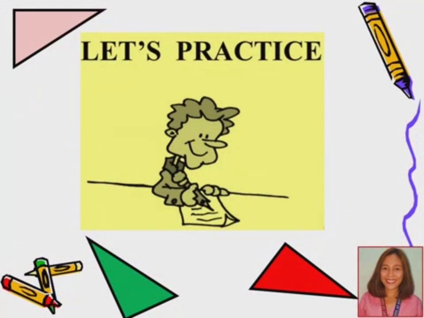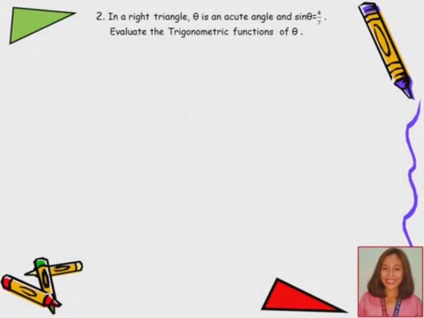Now let's have another set of exercise. Okay, now let's give focus on our next problem. It states that in a right triangle, theta is an acute angle and sine theta is equal to 4 over 7. Now, we are going to evaluate the trigonometric functions of theta. So we have different steps in solving this problem.